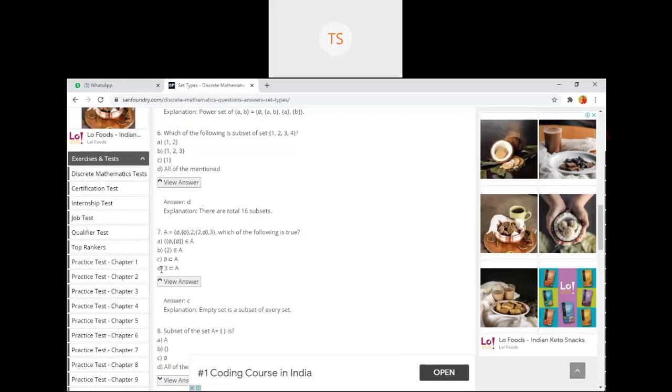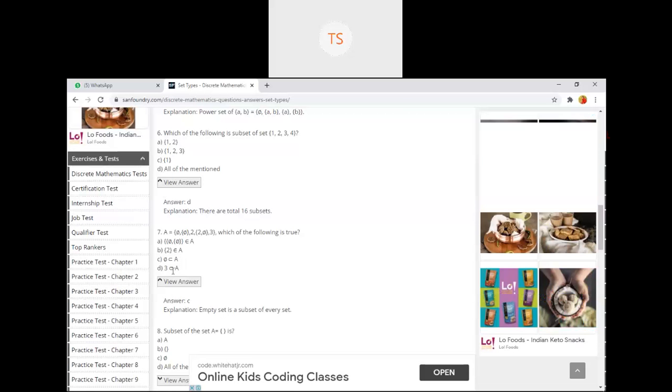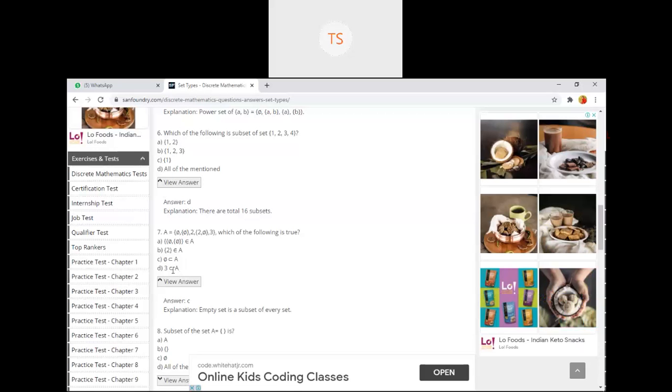But why is option D not correct? Because 3 is only an element. Now this symbol represents a set. So an element cannot be a subset of A. For a subset you need a set. So here 3 is only an element because the curly bracket is not here. So this is the wrong option. So our correct option is option C. Okay.